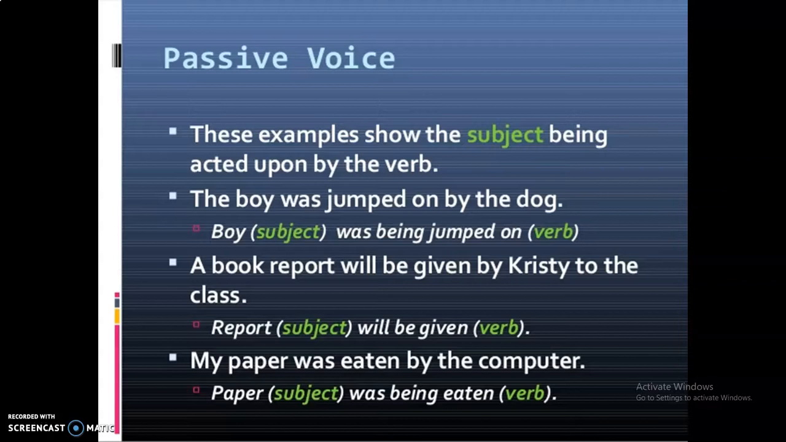So the book report will be given by Christy to the class. So report is the subject, will be given is the verb. My paper was eaten by the computer. So paper is the subject, and my is a possessive pronoun, so don't think about that. So paper is the subject, and was being eaten is the verb.